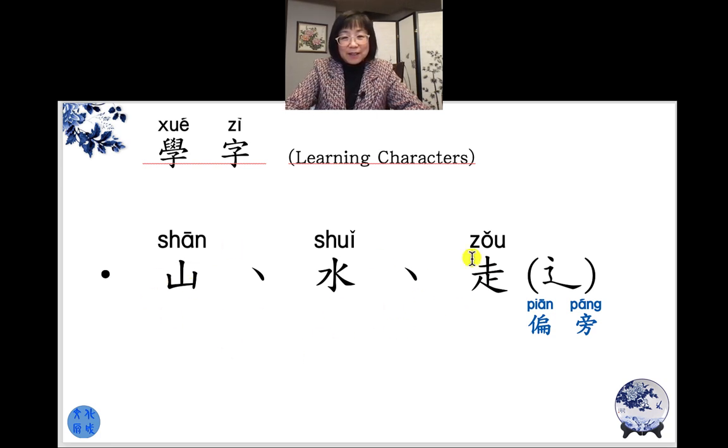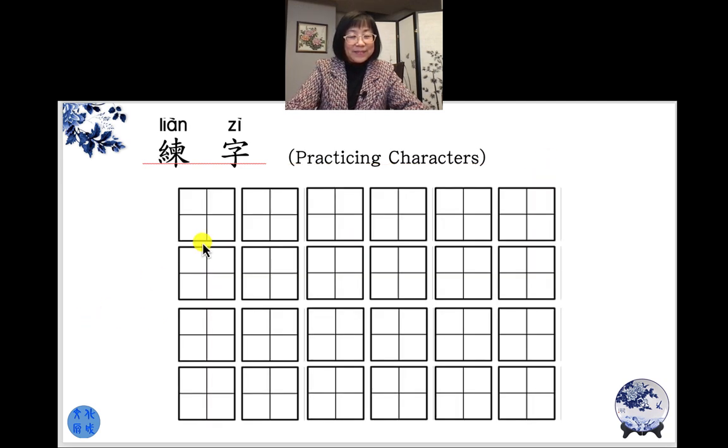Three characters. Let's practice the pronunciation again. 山, 水, 走. Now the fun part. Let's do the writing.